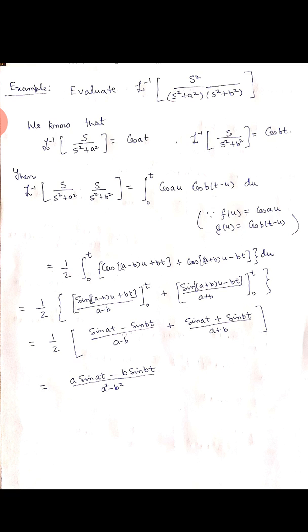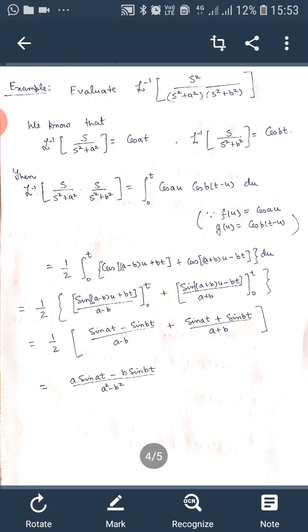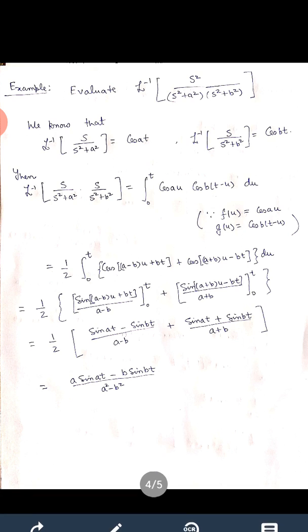Why have we taken this cos au? Since our f(t) is cos at, f(u) will become cos au, and our g(t) is cos bt, so g of t minus u will become cos of b(t minus u). There is a mistake: this is not g of u, it is g of t minus u, which is equal to cos b(t minus u). So now if we integrate this expression here, it will become 1.